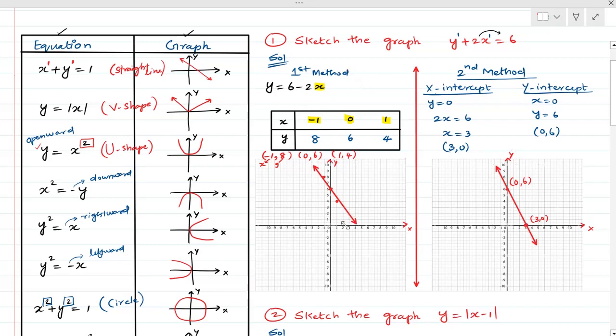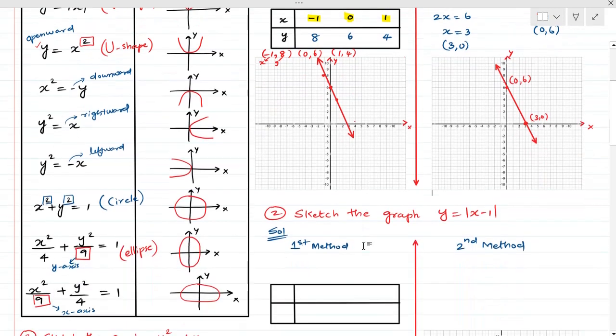If you compare this one, it's the same thing. So we will get a straight line in both the methods. One is the schedule method, another one is the intercept method. So you will get the same graph, and by seeing the equation itself, we can say it is a straight line. Therefore, it's a straight line.